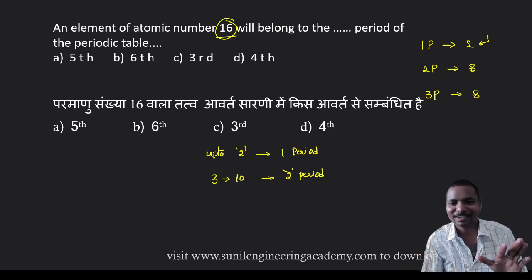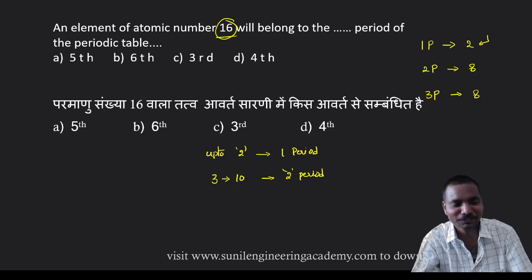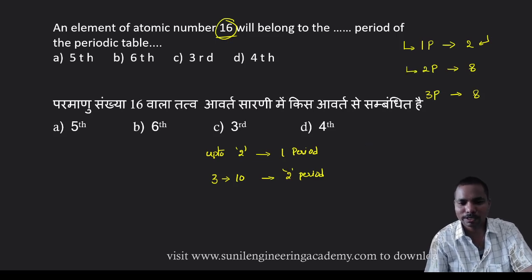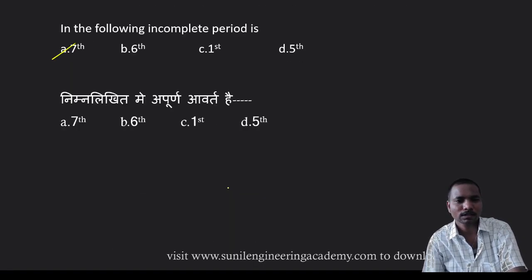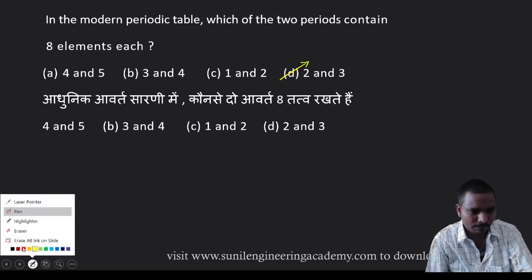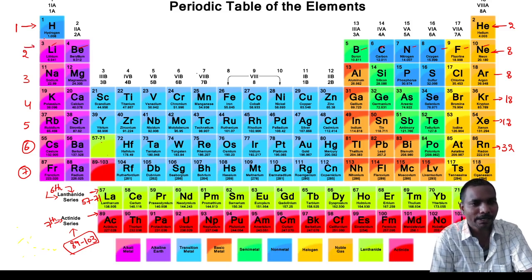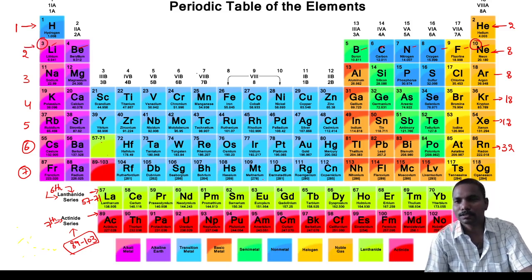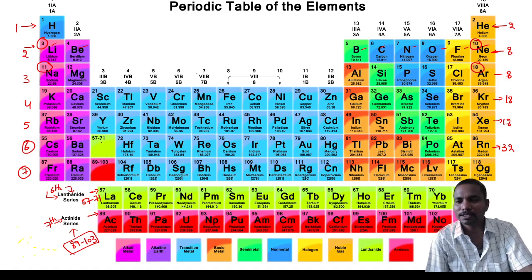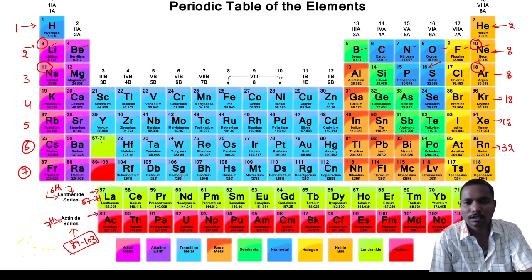Getting my point or not? I'm not at all confusing, guys. Very simple math. First period 2 elements, second period 8 elements. So the second period may start from 3 to 10, right? The second period is 3 to 10. Third period 11 to 18. So where is the 16? Here is the 16. So which period? Third period.